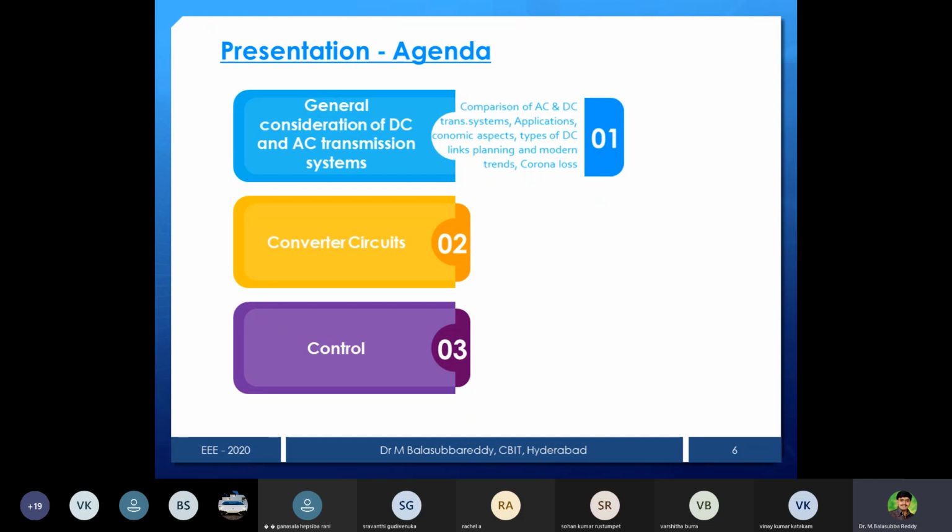Anyone? What is the drawback? I'm not asking about advantages, many advantages are there anyhow, but what are the disadvantages? Suppose there is one small comparison, forget about AC and DC transmission. There is a rectifier and then a chopper. Let's consider one small thing. From that you will get one disadvantage.